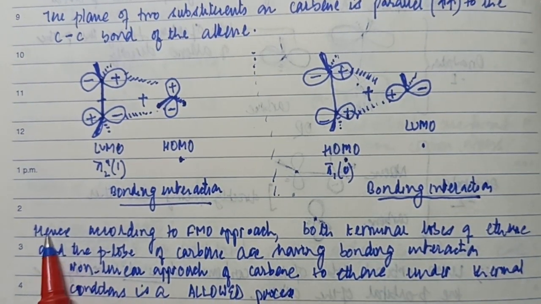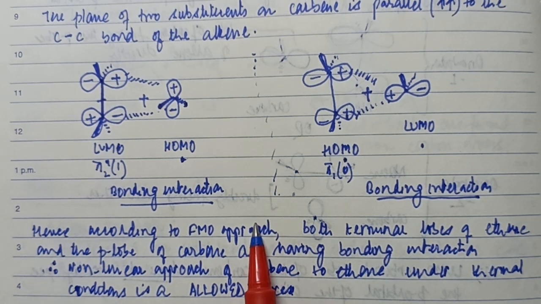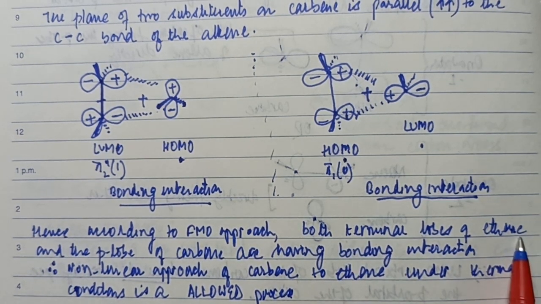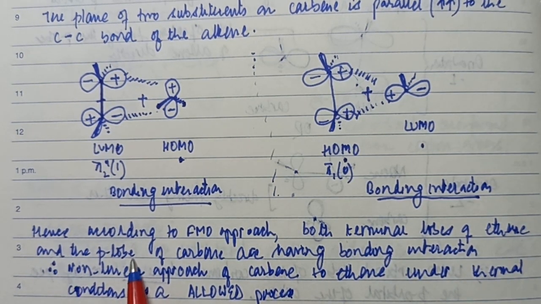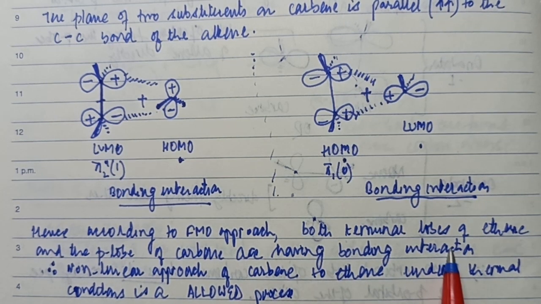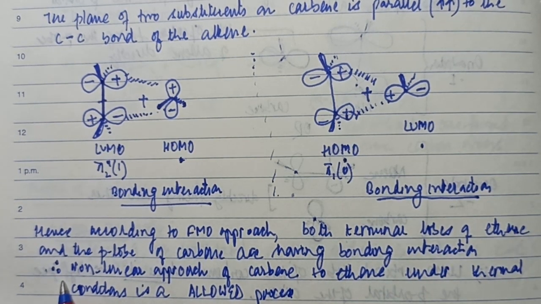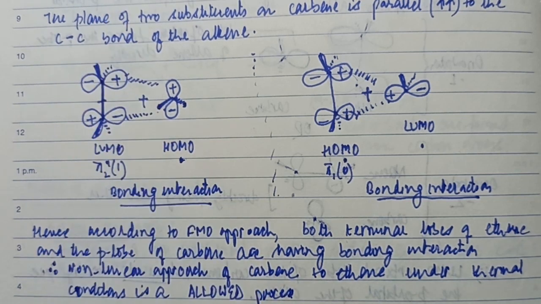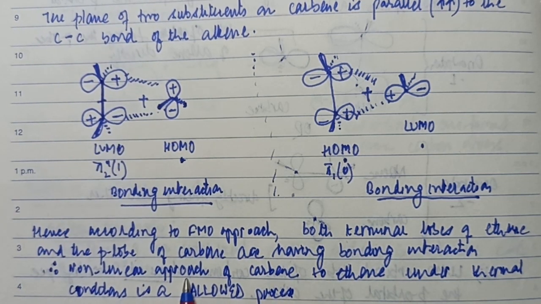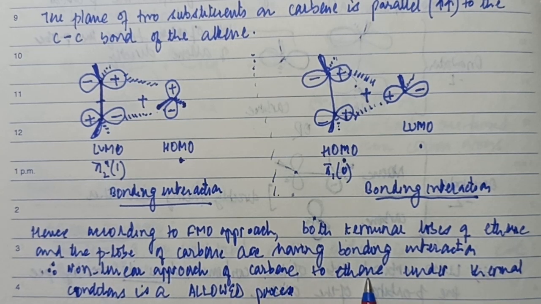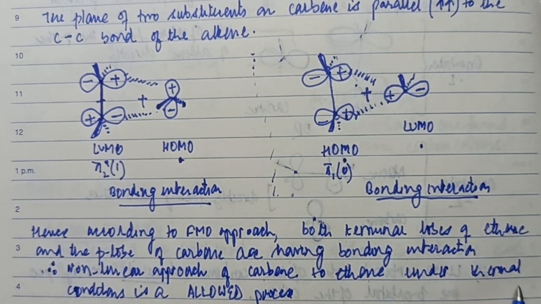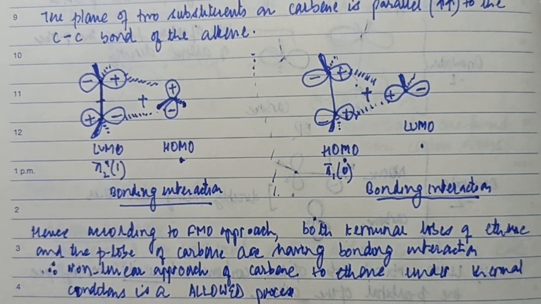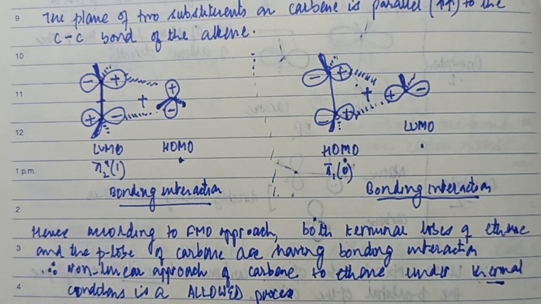Therefore, I can say, hence, according to the FMO approach, both terminal lobes of the ethene and the p lobe of the carbene are having bonding interactions, and therefore I can assume and say that the non-linear approach, the approach we are considering right now, non-linear approach of carbene to ethene under thermal conditions is an allowed process. Now I've written thermal conditions.